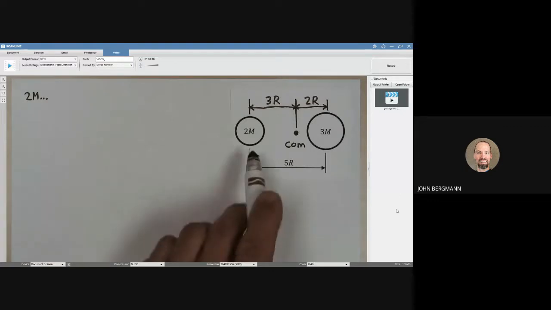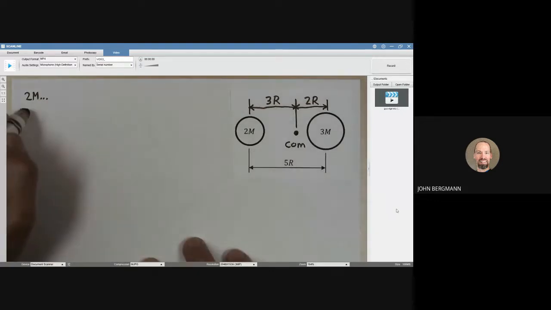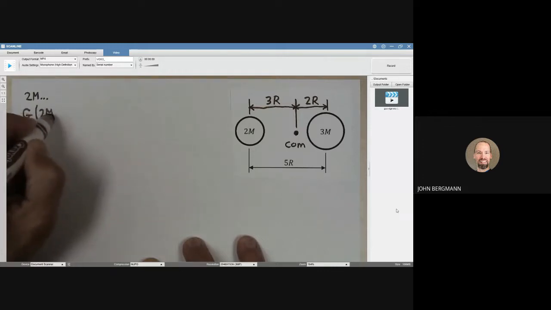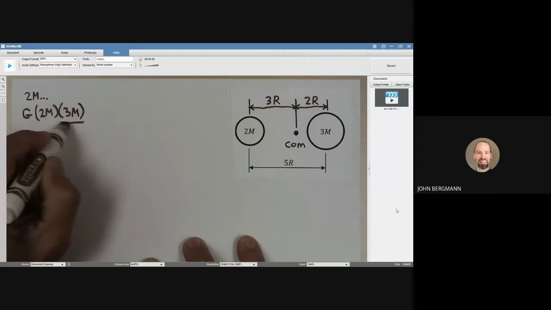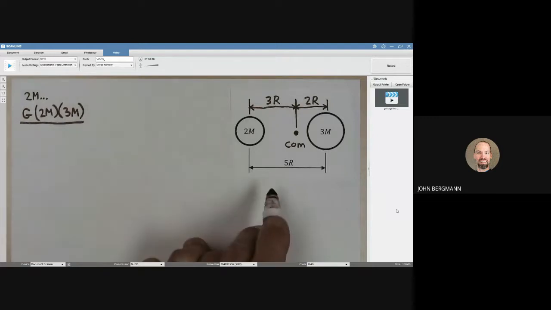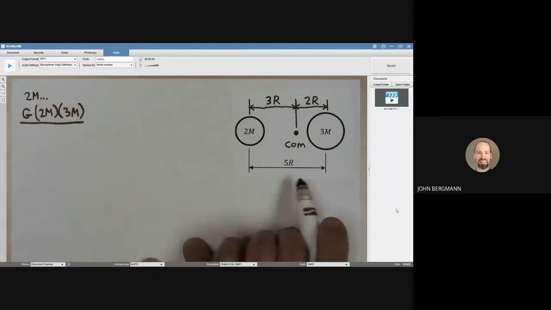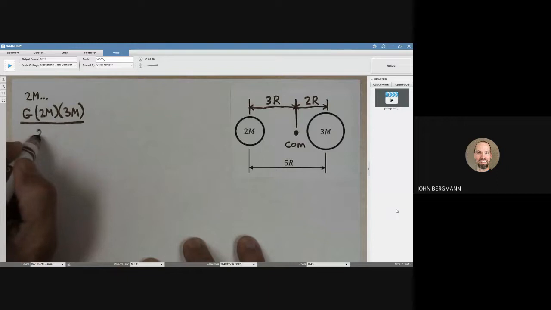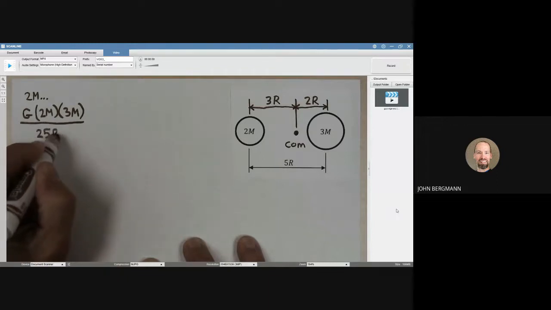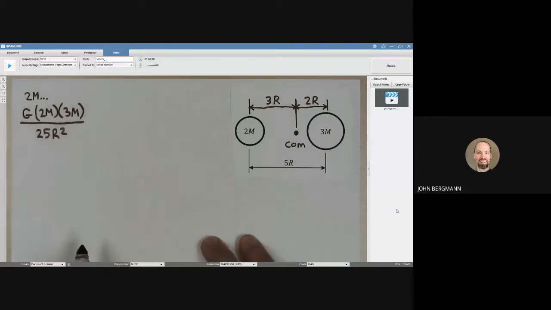The net force on 2m is the force of gravity on 2m, which is big G times 2m times 3m divided by the distance between them squared. The distance between them is 5r. So 5r squared would be 25r squared. That is the net force on 2m.